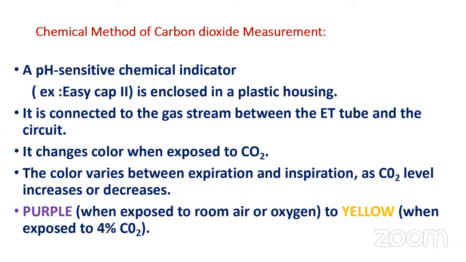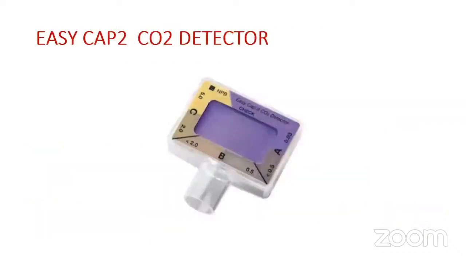Chemical method of carbon dioxide measurement: it includes a pH-sensitive chemical indicator called EZ-CAP2, enclosed in a plastic housing. It is connected to the gas stream between the ET tube and the circuit. It changes color when exposed to carbon dioxide. During inspiration, when there is more air and oxygen, it shows purple, and with expiration, when at least 4% of carbon dioxide is present, it changes color to yellow.